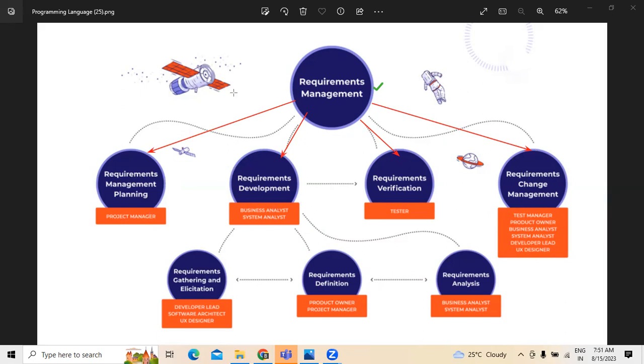When we talk about requirements management planning, this is the first thing we need to cover, where we need to have a plan for developing the requirements. This is more or less connected with project planning, because whatever project we are developing, depending on the size, complexity, timelines, expertise, etc., we have to develop a project plan.